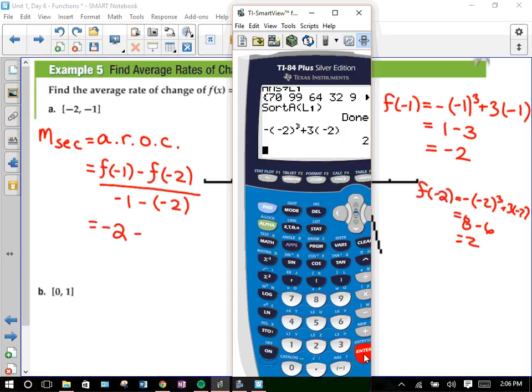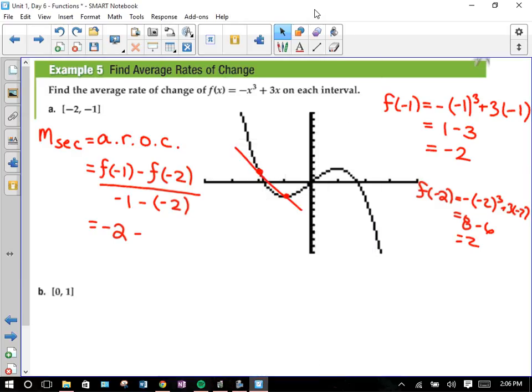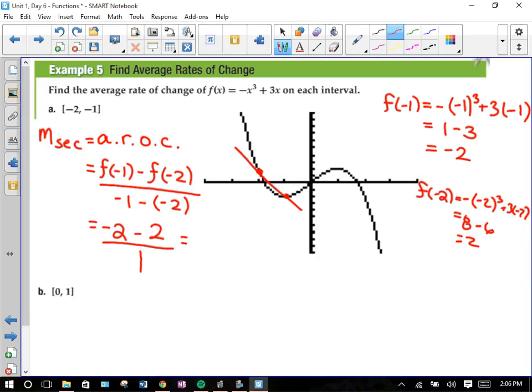So we're going to have negative 2 minus f of negative 2, which is 2, divided by negative 1 minus negative 2. That's negative 1 plus 2, which is 1. So this is equal to negative 2 minus 2, negative 4, divided by 1, which is negative 4.